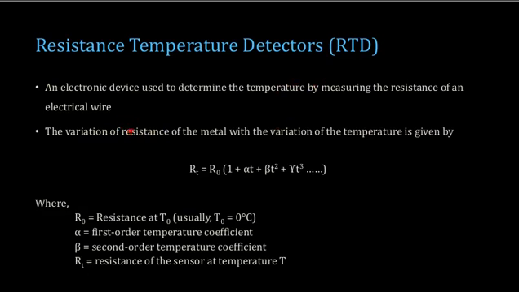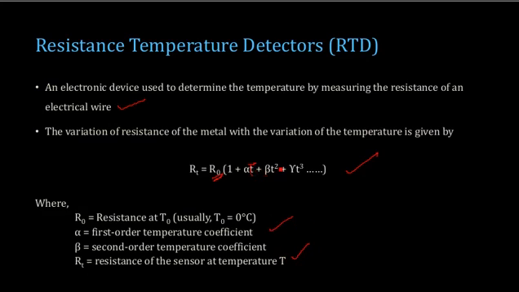This is an electronic device used to determine the temperature by measuring the resistance of the electrical wire. In a normal conductor or a metal, the variation with temperature is given by this equation: RT is equal to R0 into 1 plus alpha T plus beta T square plus gamma T cube and so on. R0 is the resistance at T0, which is generally at 0 degrees Celsius, and alpha, beta, gamma, etc. are the temperature coefficients, that is first order, second order as well as third order temperature coefficients, and RT is the resistance to be measured, which is at a temperature T.